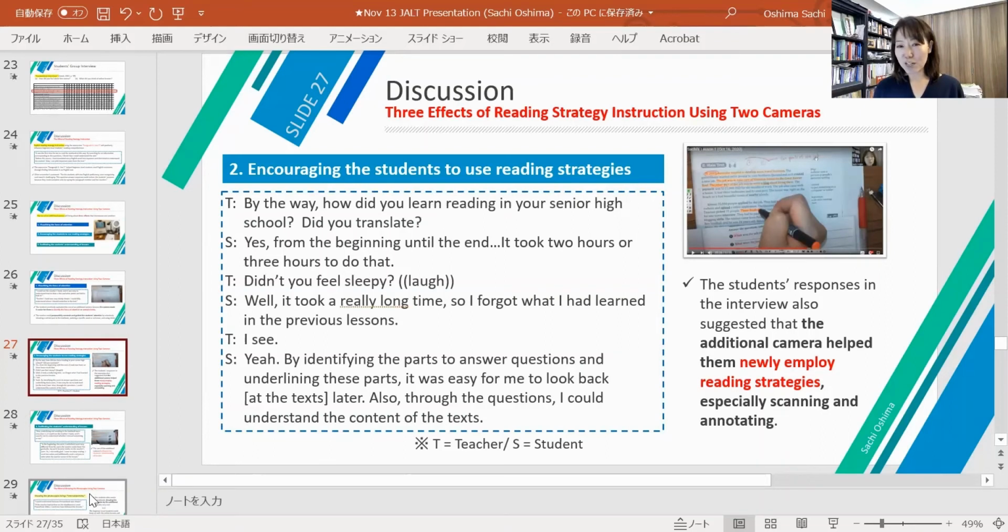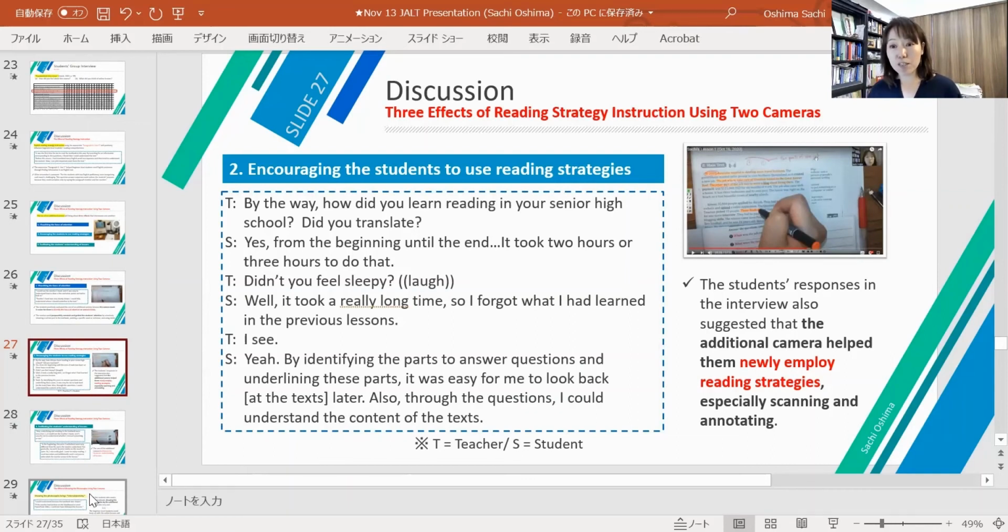Oh, didn't you get sleepy? Well, it took a very long time, so I forgot what I had learned in the previous lesson. I see. Yeah, by identifying the part to answer the question and underlining this part, it was easy for me to look back later. Also, through the question, I could understand the content of the textbook.